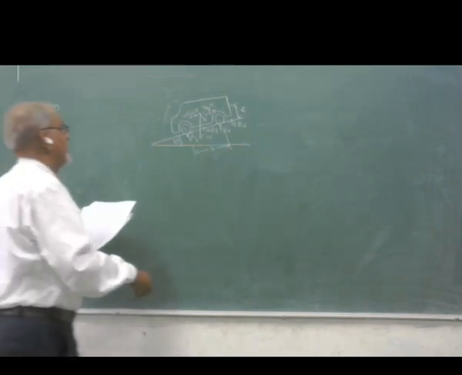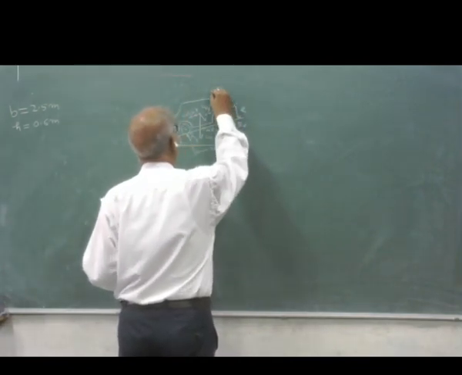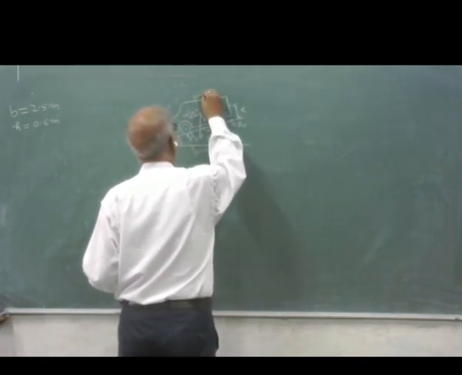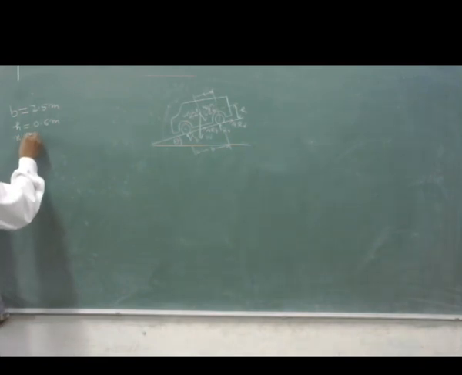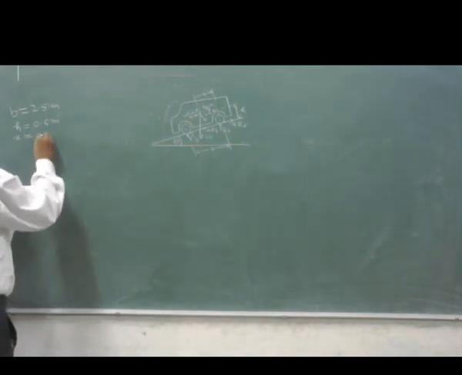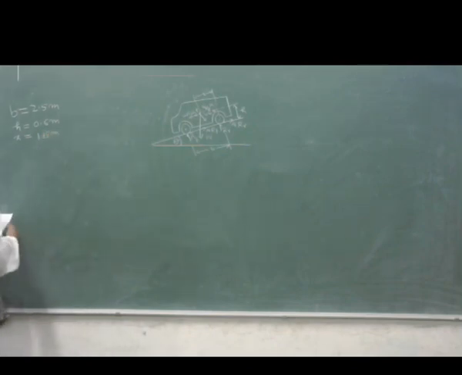And 1.15 meter in the front of the rear axle. The CG is at a distance in front of the rear axle, that is your x distance. x is given as 1.15 meter in the front of the rear axle.